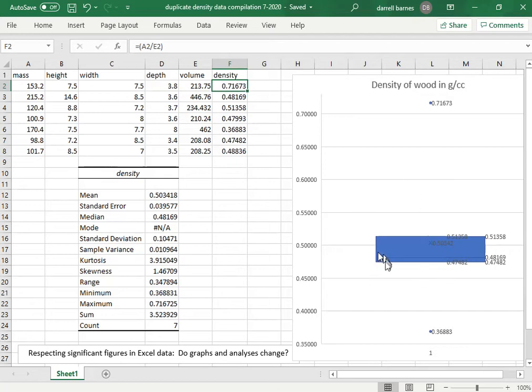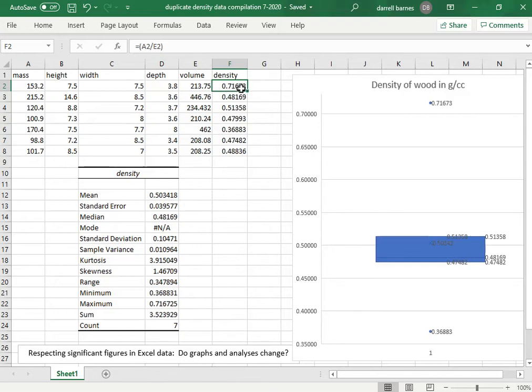We inserted a graph to look at the data. This is a box and whisker plot. And then I used the Analysis ToolPak to kind of do a backup on this data analysis. What I want to do now is probably much ado about nothing, but maybe interesting.